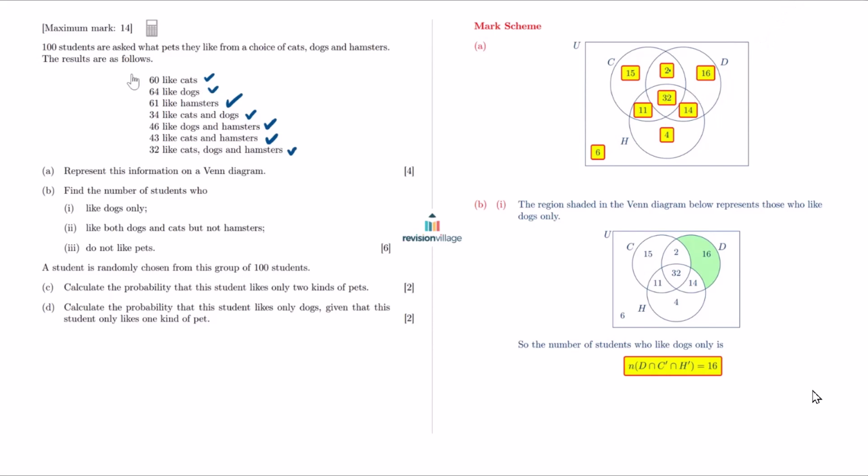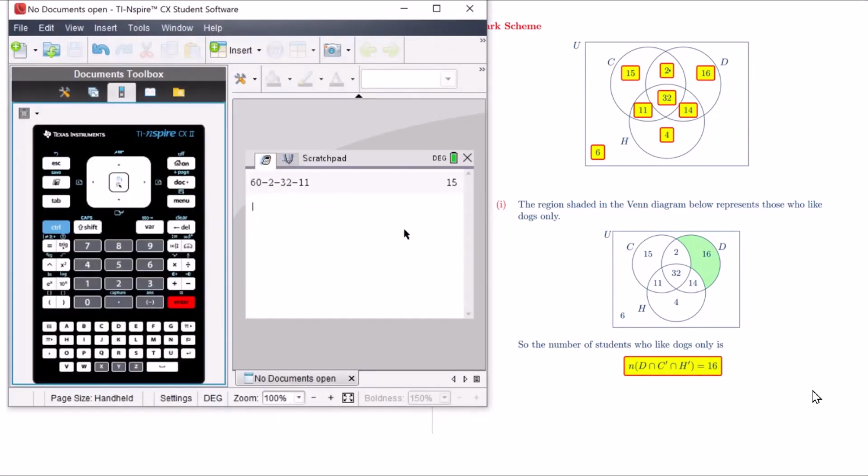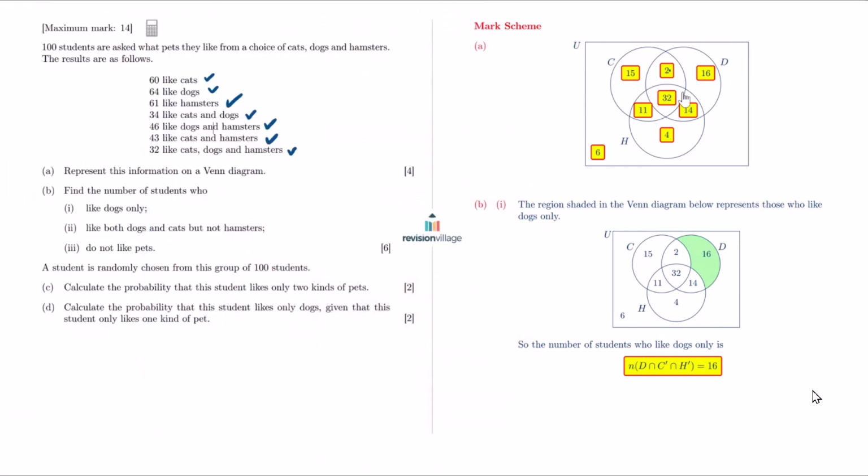Now, I know that we had 100 students surveyed in total, so I added up all of the numbers inside of the circles. So let's just quickly go ahead and do that. So I hit enter there, I get 94. So far I have counted 94 students.